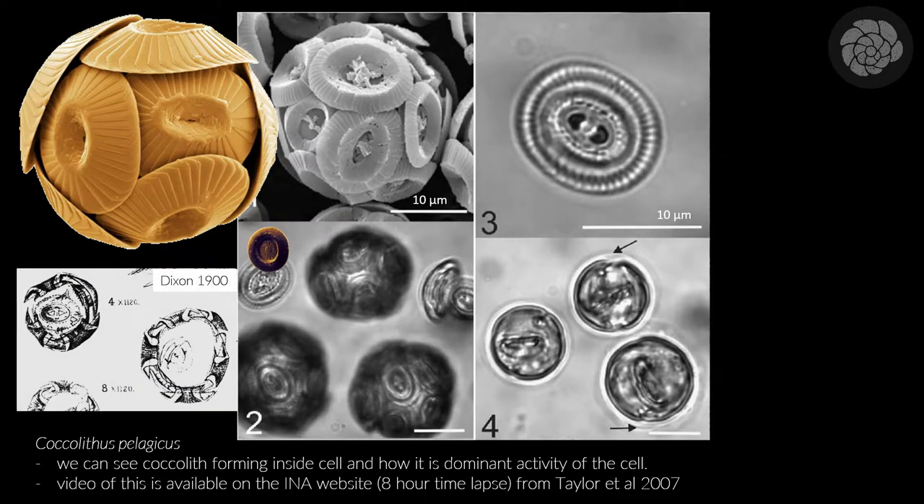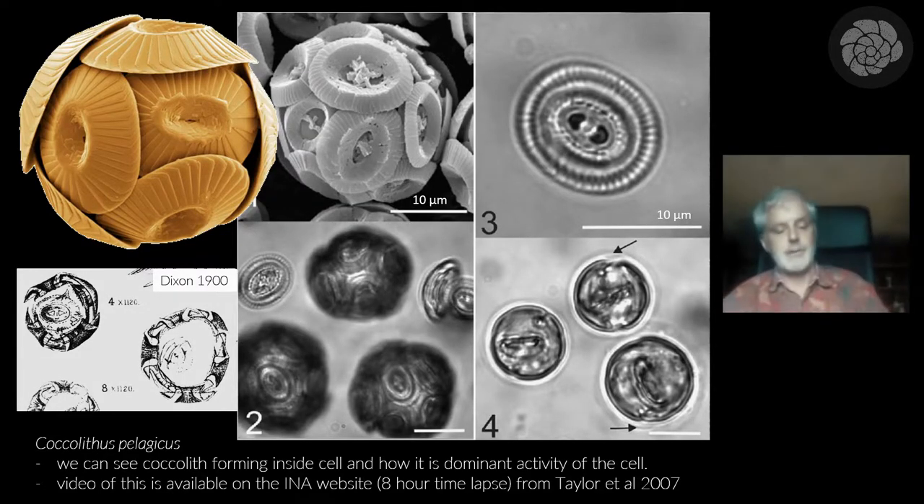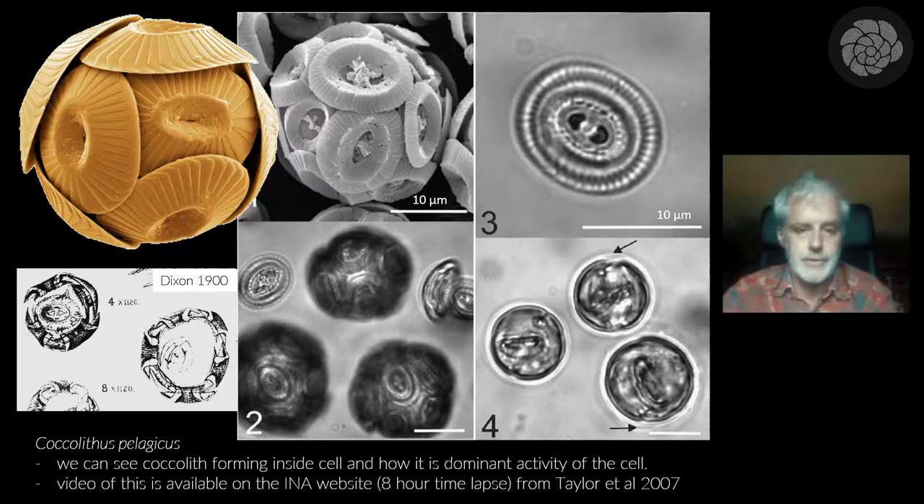On these images here, we have a typical picture. And actually, it's not that easy to see them inside. You have to really focus through carefully. But one thing you can do is decalcify the cells. You just bubble carbon dioxide through the culture medium. Then the coccoliths are dissolved.